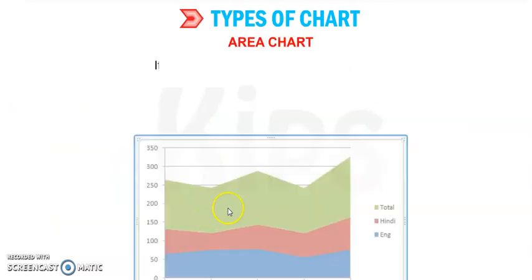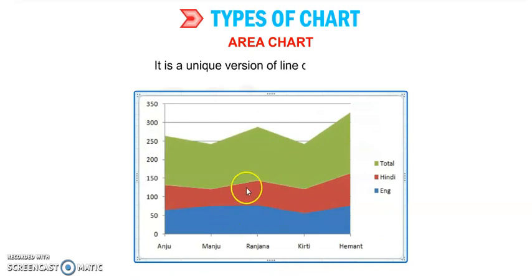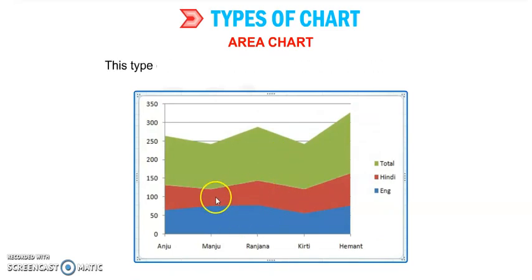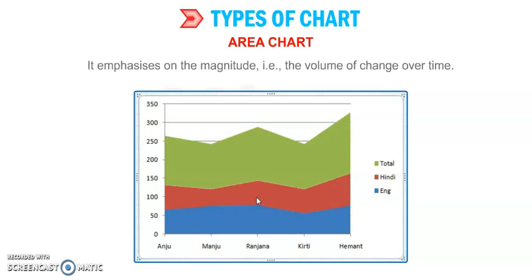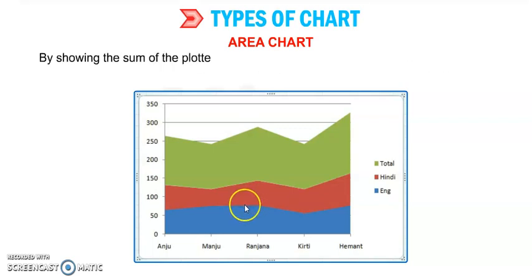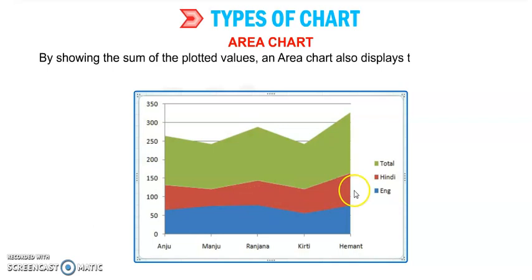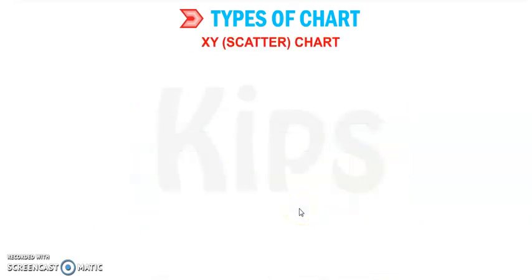Next type of chart is area chart. It is a unique version of line or column chart. This type of chart has a greater visual impact than a line chart. It emphasizes the magnitude, the volume of change over time, by showing the sum of the plotted values. Area chart also displays the relationship of parts to a whole.